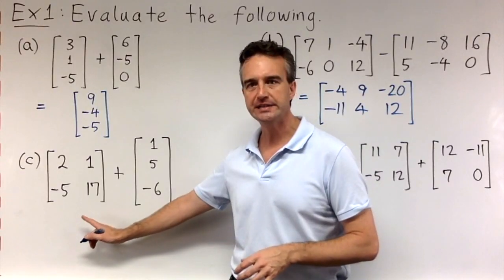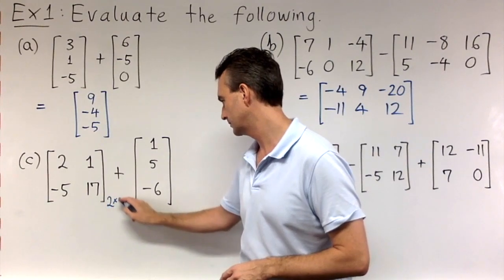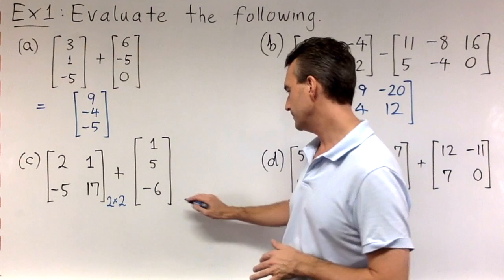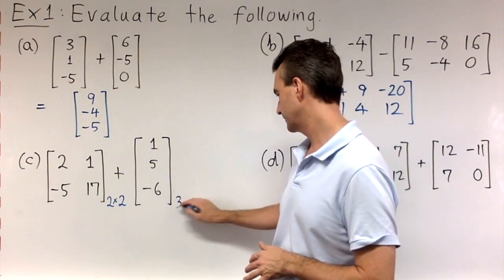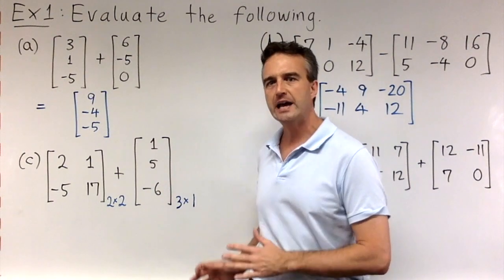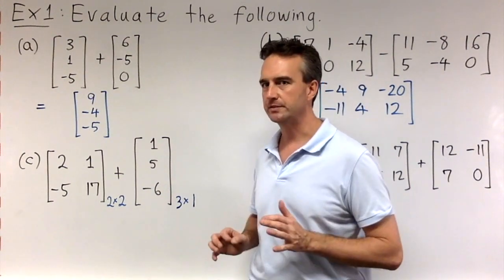This first matrix here has an order 2 by 2, a square matrix. This second matrix has order 3 by 1, a column matrix. These matrices have different orders, so therefore they cannot be added or subtracted.